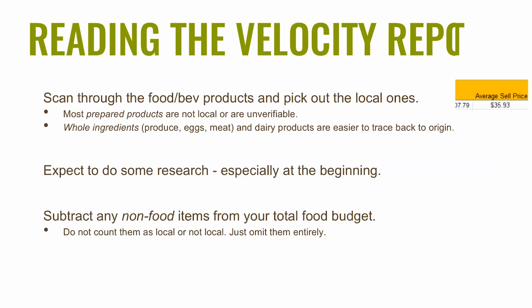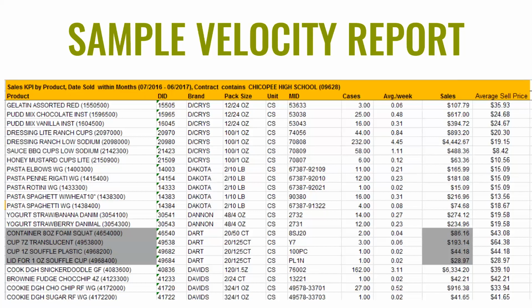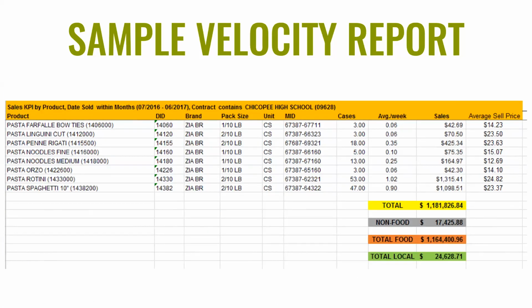So I'll show you what I mean. Here's an example of a velocity report that we ran, just a segment of it for the Chicopee schools. And what I do is I look through all of the items and then I actually highlight the ones that are non-food or that are local. So that's what I've done here. And then by the end of the report, I just tally up all of the totals. So how much we spent, how much of it was non-food, and so how much was your total food budget, and how much was spent locally within this velocity report.